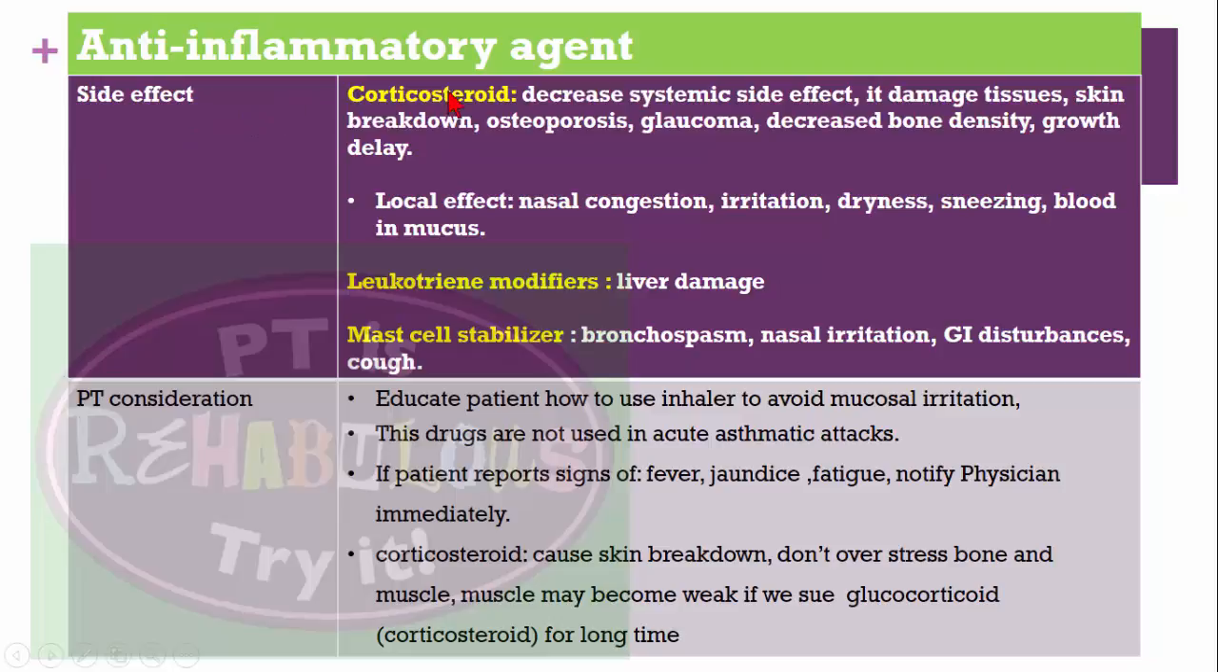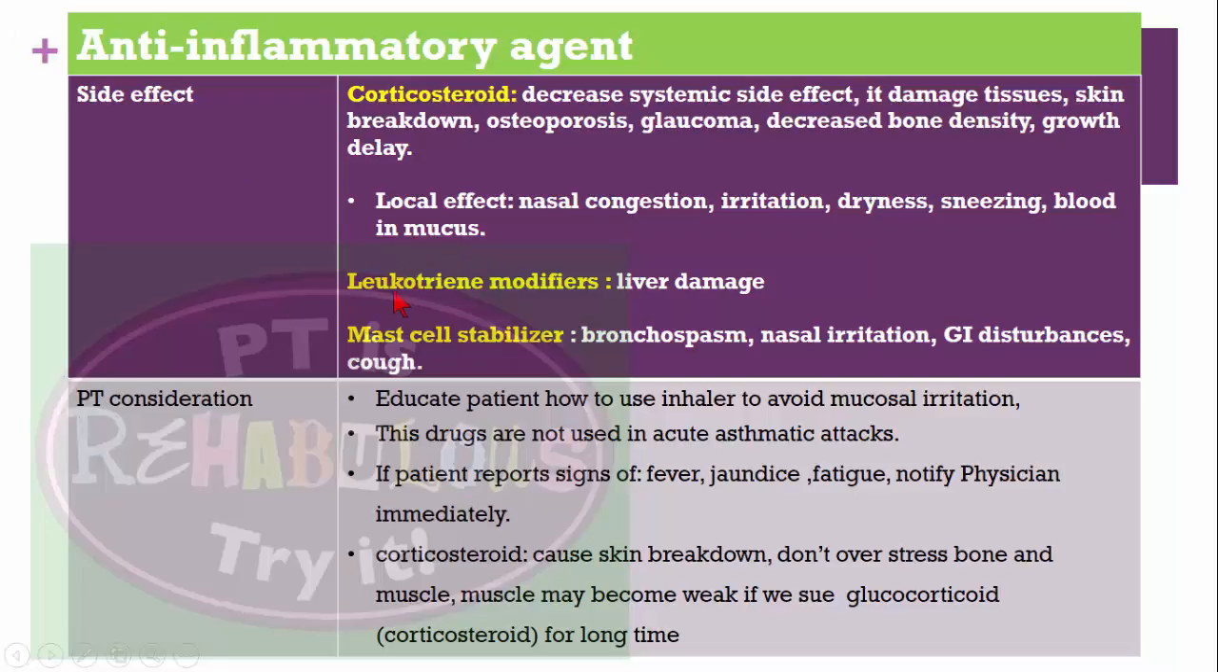The main side effects of corticosteroids are local and general. In general means they have systemic side effects. So systemic side effects are tissue breakdown and skin breakdown, osteoporosis, glaucoma. Bone mineral density is also decreased. There will be growth delay, and the local effects like nasal congestion, irritation, dryness, sneezing and bloody mucus are there.